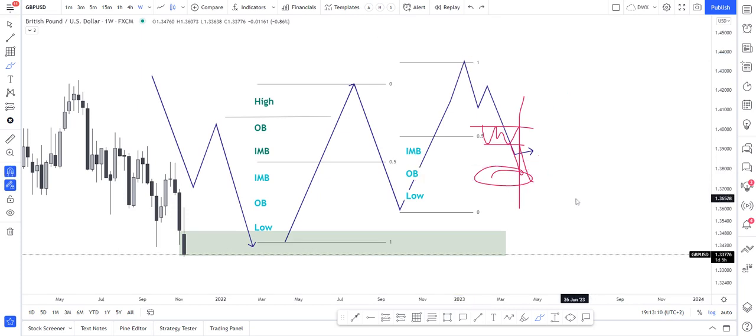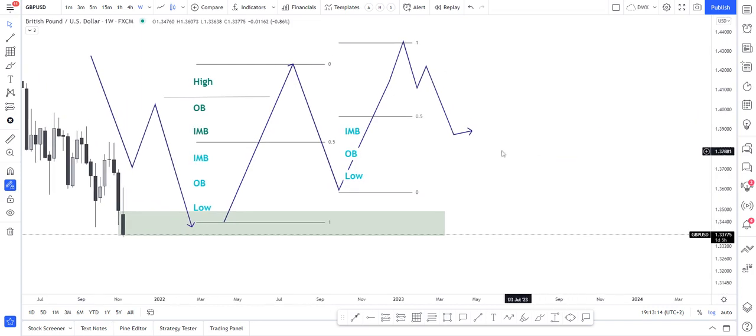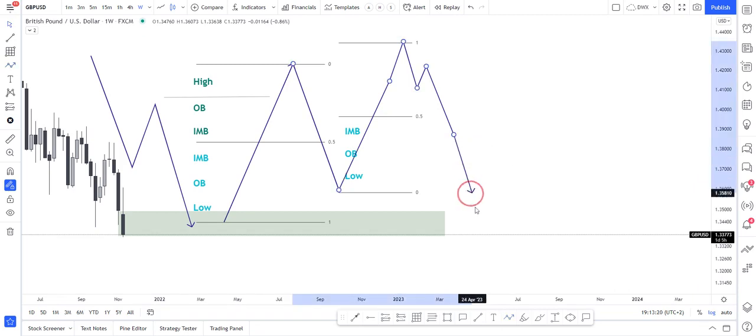We're going to look at some more examples in just a bit. So now let's do this. Let's say we've broken the structure.